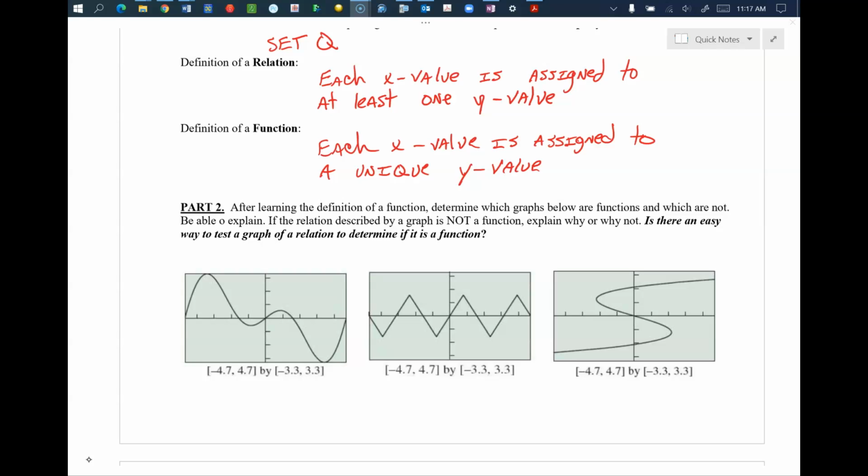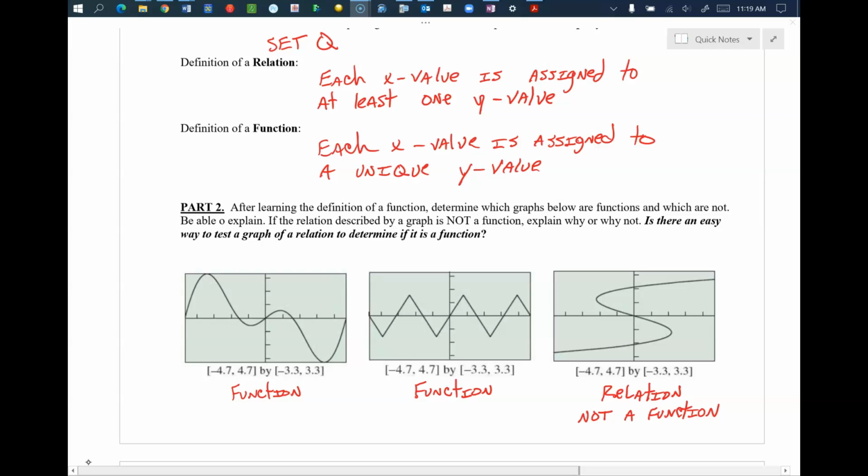So what I'd like you to do right now is think about those two definitions, a relation and a function, and as you look at these three graphs here, determine which of the three is not a function, and see if you can think of an easy way to test a graph to determine whether or not the relation is a function. Go ahead and pause the video here and see if you can determine which of the three graphs represent a relation that is not a function. So if you said graph number 3, or the one on the right, you are correct.